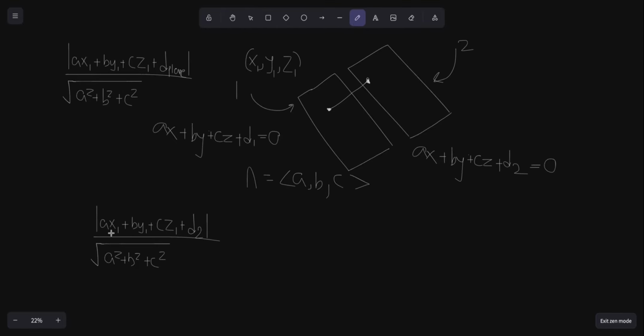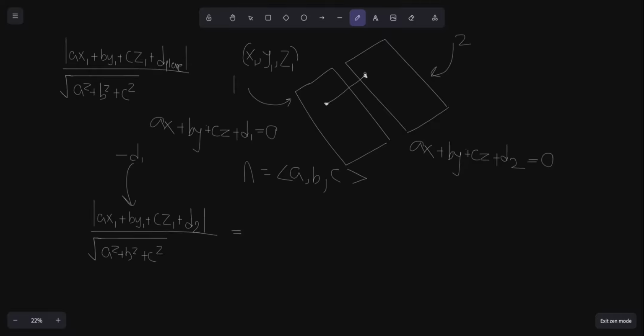Now, notice how ax1 plus by1 plus cz1 corresponds to this part of the equation for my first plane. And notice how that's just equal to negative d1, right? So I can substitute that in right over here. The reason why that works is because x1, y1, z1 could have been any point on our first plane. So because that point corresponds to the first plane, these coefficients also correspond to the first plane.